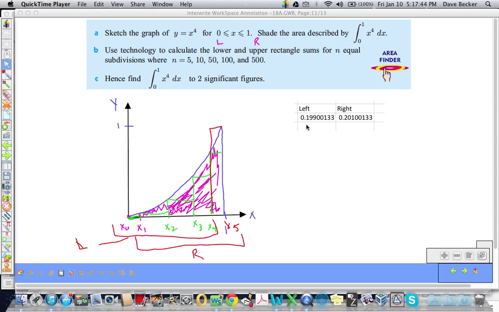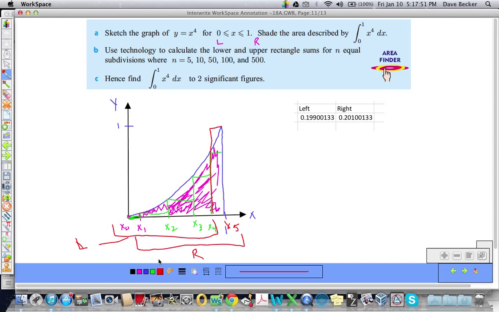And it looks to me like these guys are approaching the sum of 0.20. So I'm going to find it to two significant figures, and that will be 0.20. That's what it seems to me it's approaching. After all, you know, this is an overestimate and this is an underestimate. Okay, so that's how you would use technology.